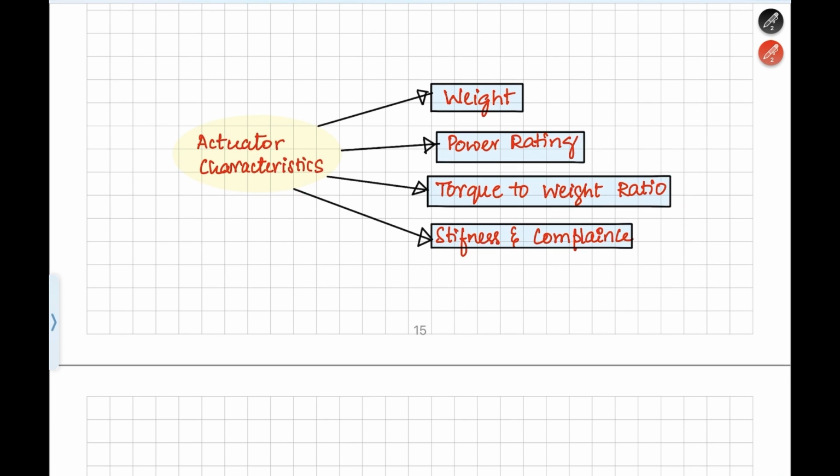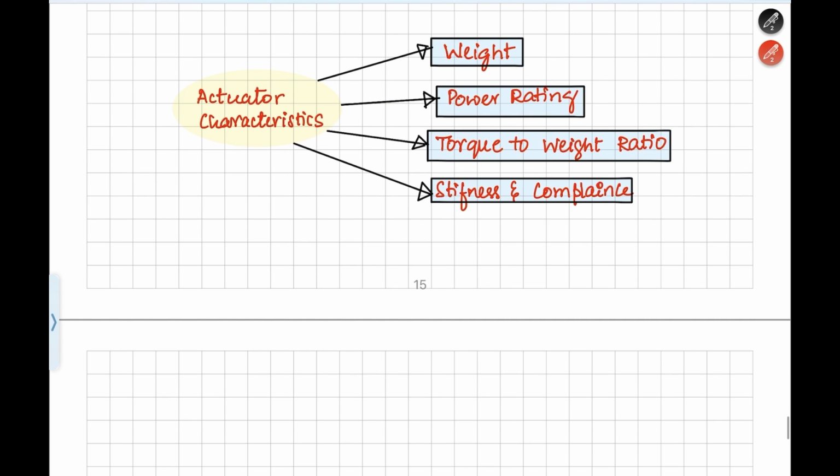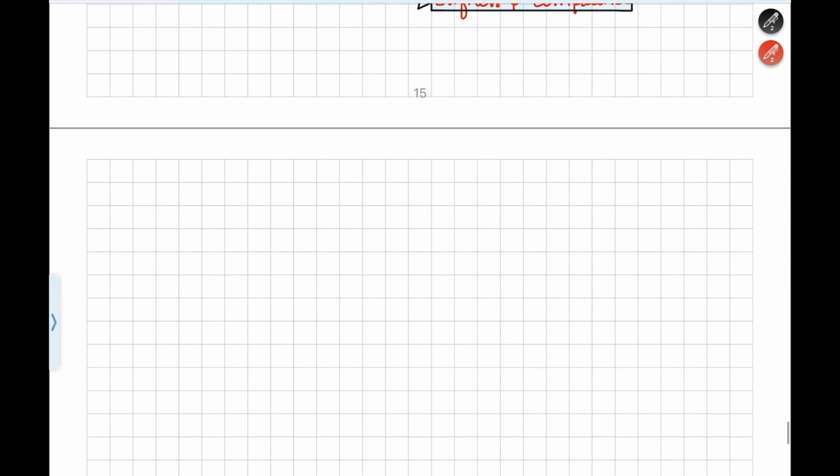Next topic which we come across is the actuator characteristics. Actuator characteristics play a very important role when we are selecting a particular actuator. So here majorly we have four characteristics. First one is the weight, then power rating, torque to weight ratio, and stiffness or compliance. Let's discuss these one by one. So the first one which we come across is weight, actuator weight.